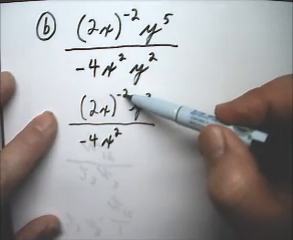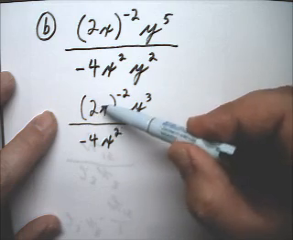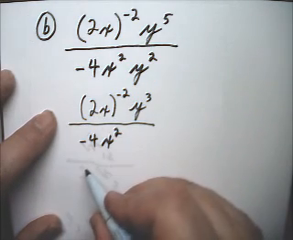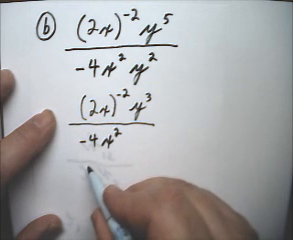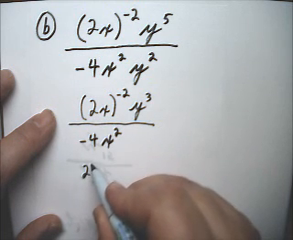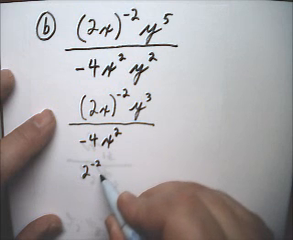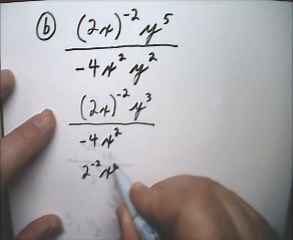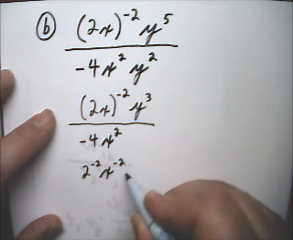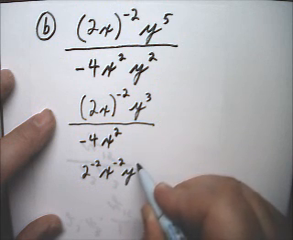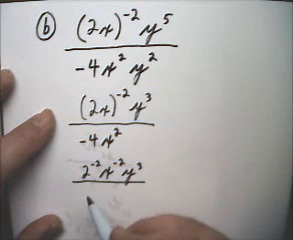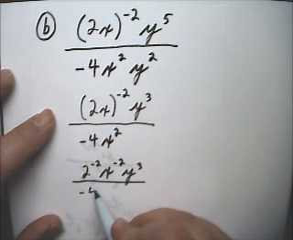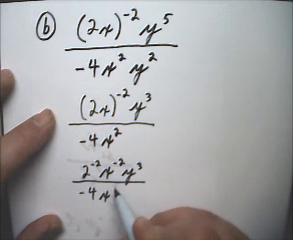Now this negative 2 power is going to multiply each one of the exponents. So this is 2 to the first power and x to the first power. So I'll have 2 to the negative 2 power times x to the negative 2 power times y to the third, that's in the top, all over negative 4x squared.